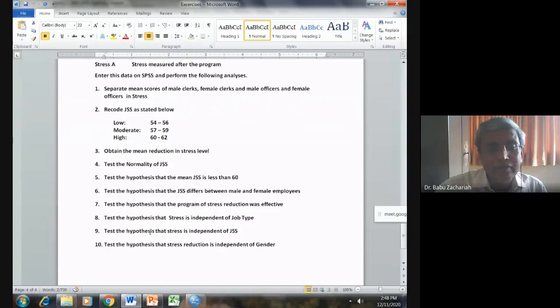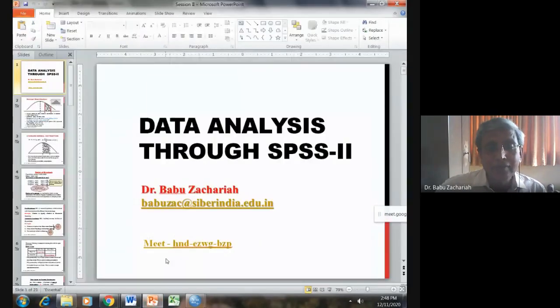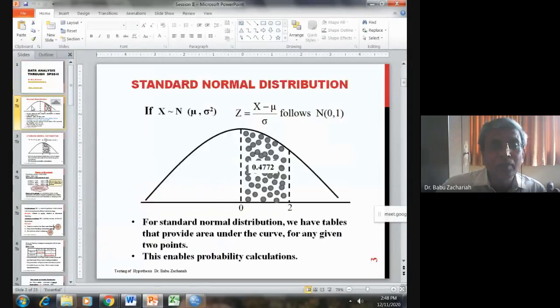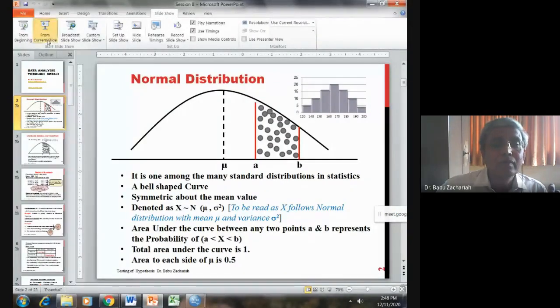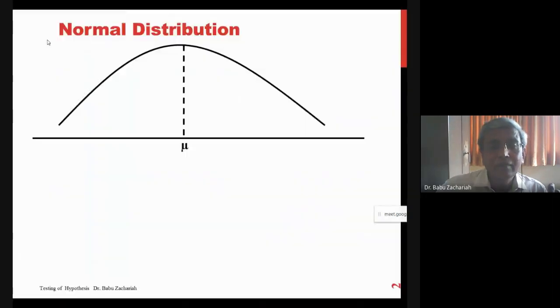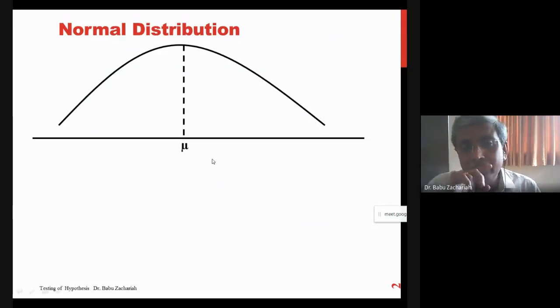How will we test that one? Before that, let me talk about the normality part. Let me explain normality first. With normal distribution, we imagine a bell-shaped curve. Listen very carefully to these concepts. See how this concept of bell shape has come.